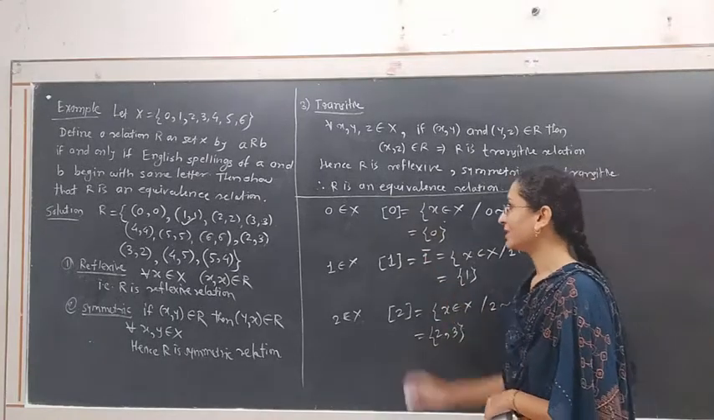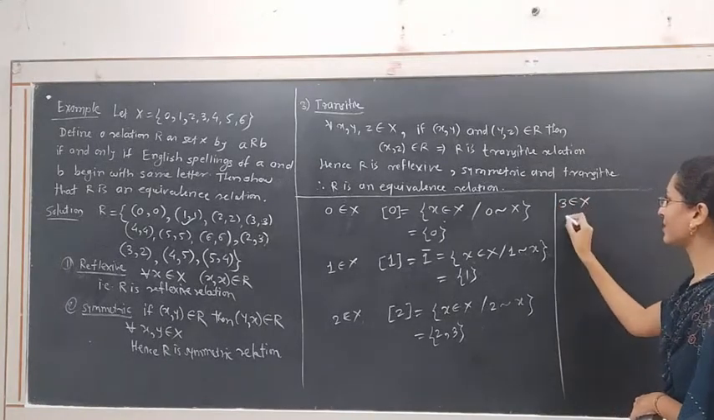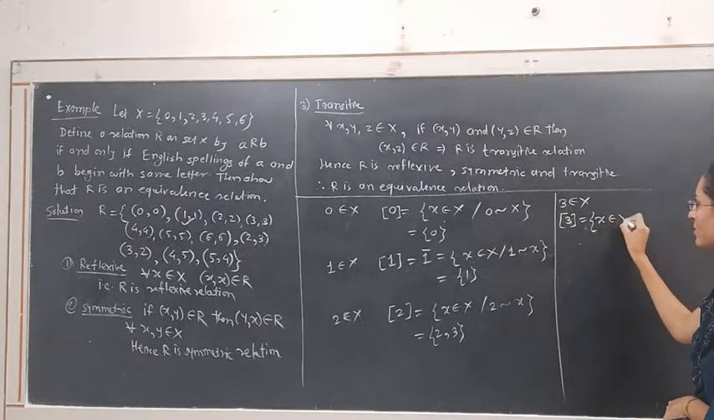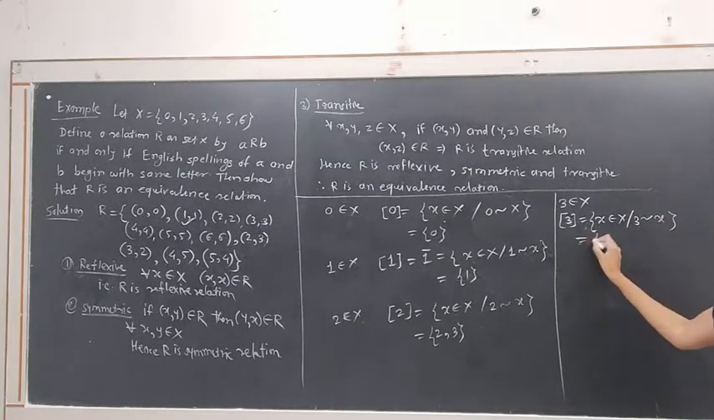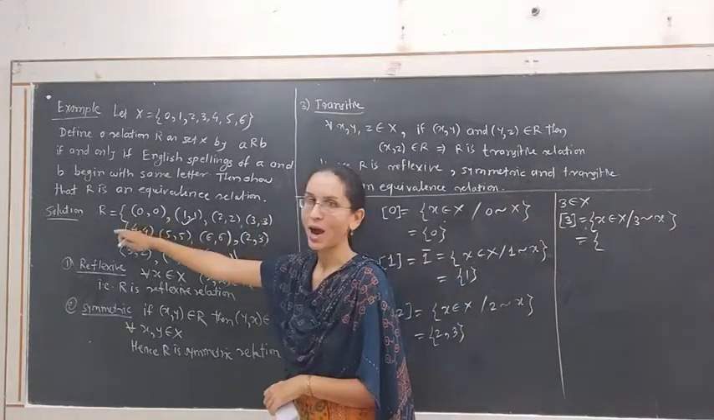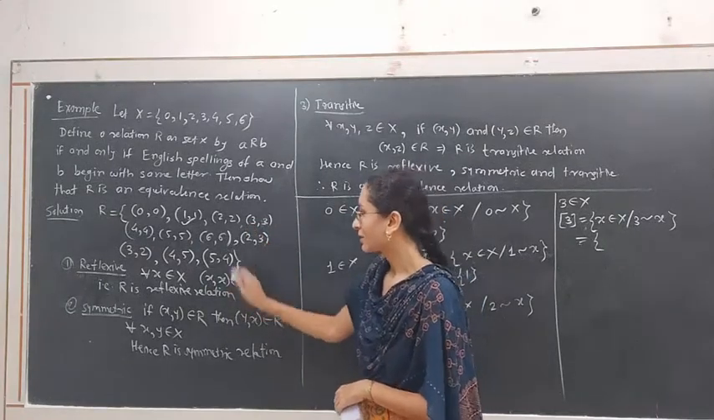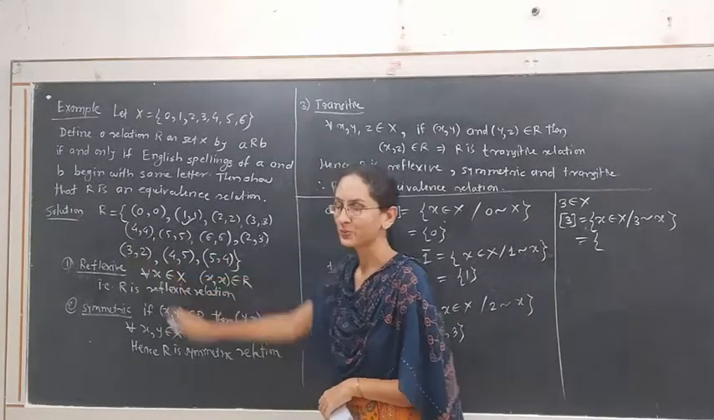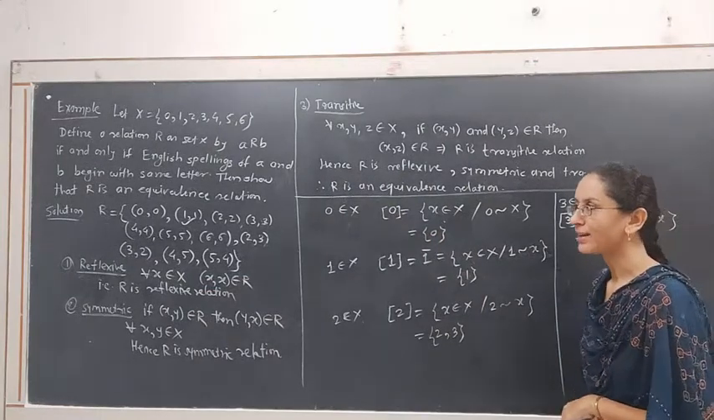Next element of set X is 3. Consider 3 belongs to X. Then we find the equivalence class of 3. This is equal to X belongs to set X where 3 is related to X. To which elements is 3 related? The ordered pair (3, 3) belongs to R. This means 3 is related to 3. Again, the ordered pair (3, 2) belongs to R, meaning 3 is related to 2. Hence the equivalence class of 3 contains 2 elements, 2 and 3.